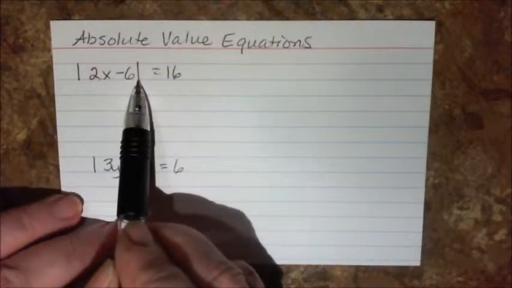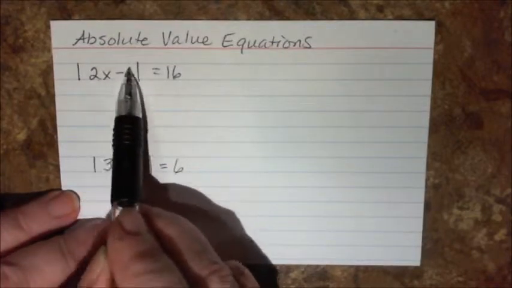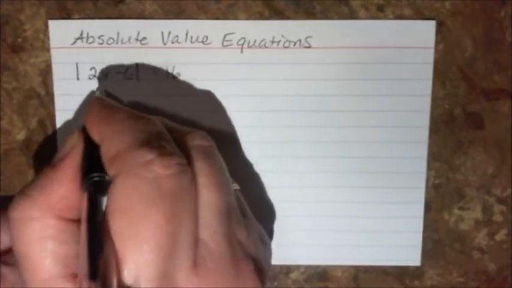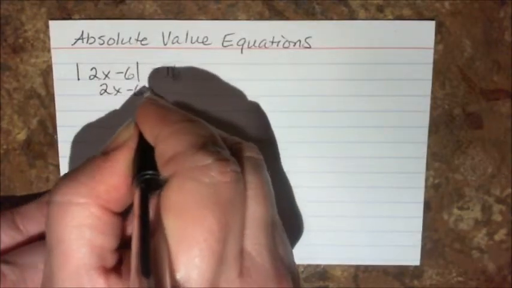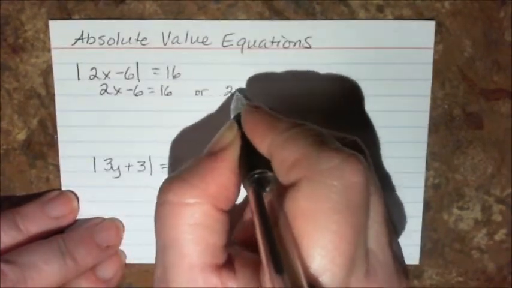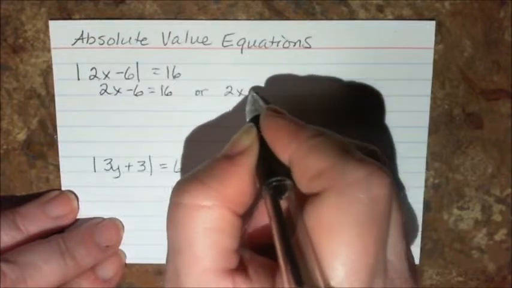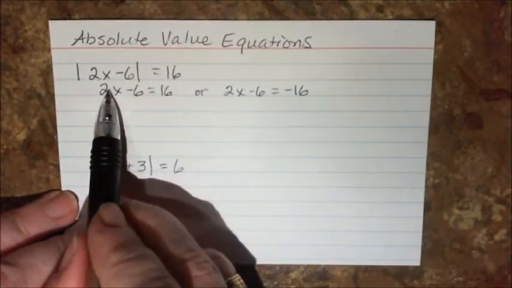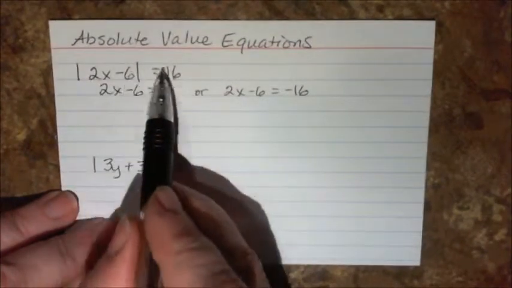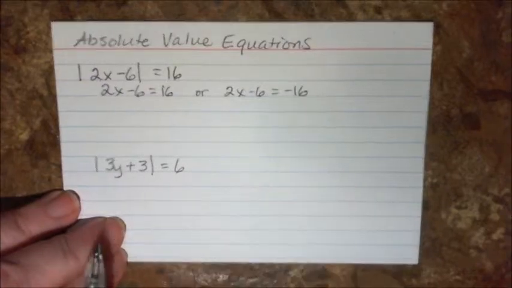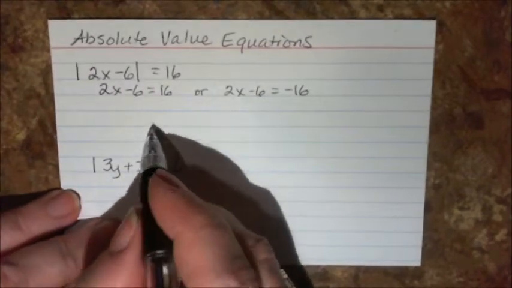Yes, it is. So at that point we can take the inside of it, which means we drop the bars, and we set it up one time to equal 16, 2x minus 6 equals 16, and one time to equal negative 16. Remember, we said in class: drop the bars and same equals same, drop the bars and same equals opposite. Now we're going to solve each one.